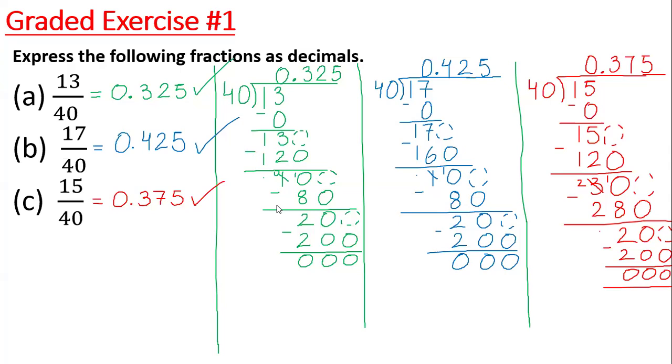All right, put an I in the chat if you understand how to do this. Put an N if you do not understand. Take a picture of your work and send it to me via WhatsApp before we move on to the other ones. Now, the denominator doesn't always have to be 40, so we have to change it up.